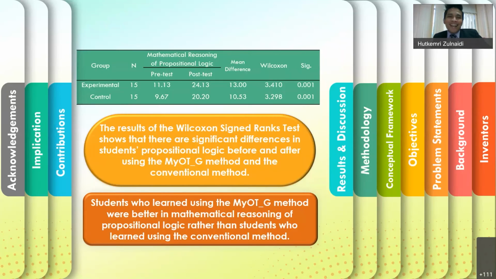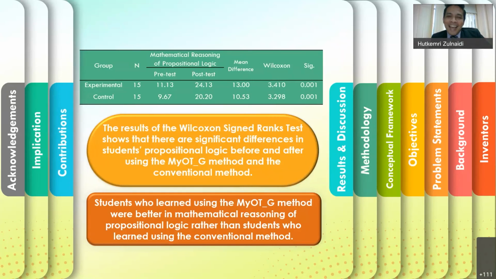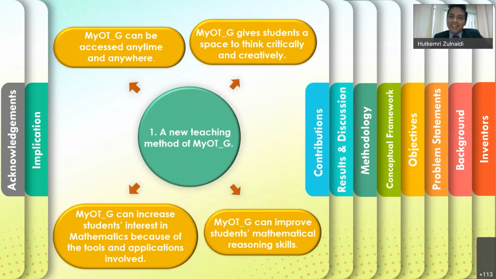Okay, then, based on this study, we found that MyOTG can be accessed anytime and anywhere. Like GeoGebra, which is free open-source software, you can download it using your laptop, your phone, or your tablet. Once you have installed it, you can use it anywhere you are.